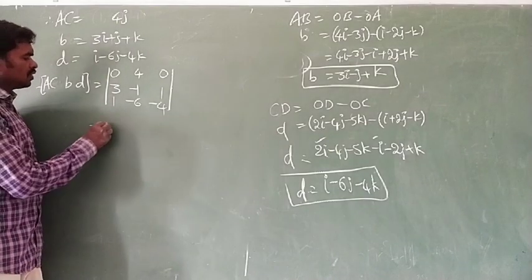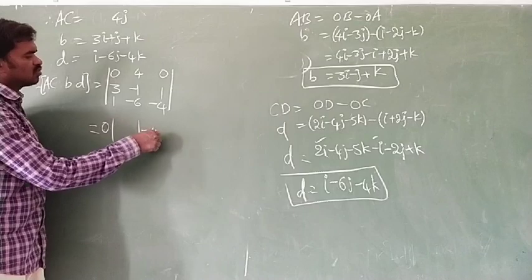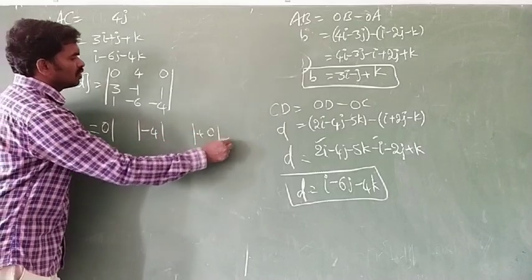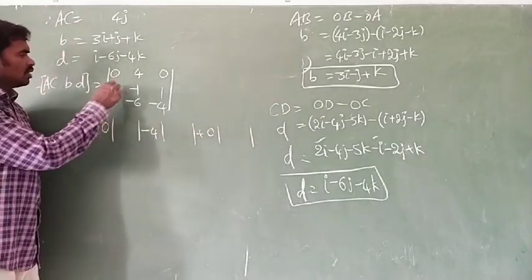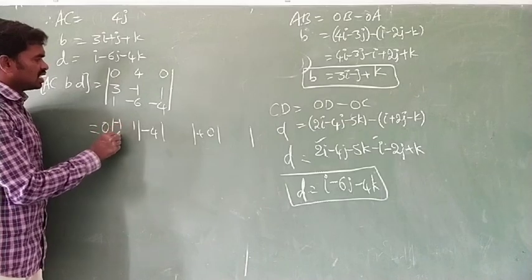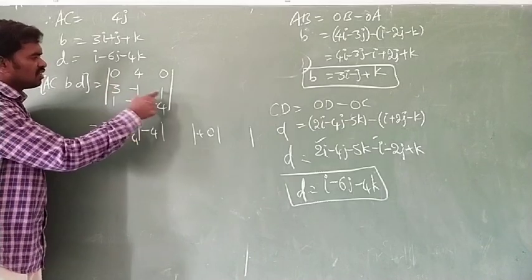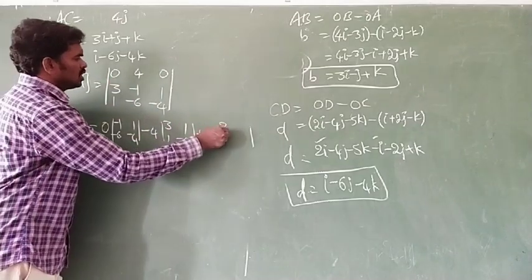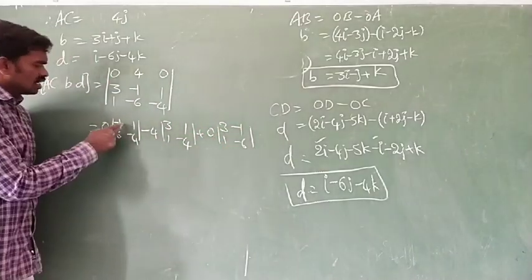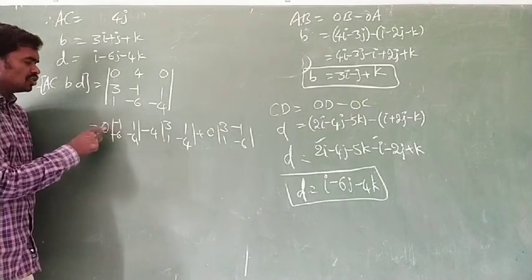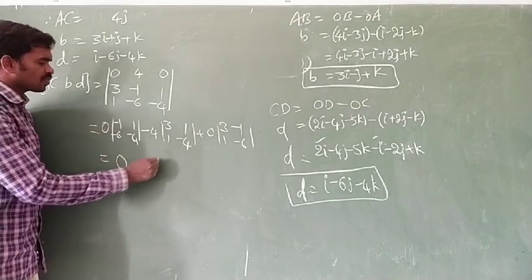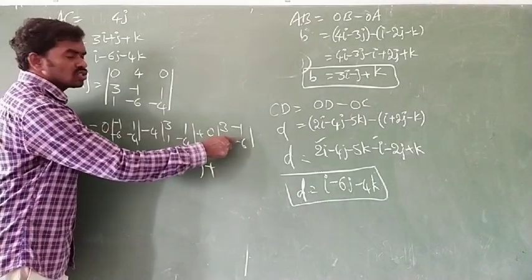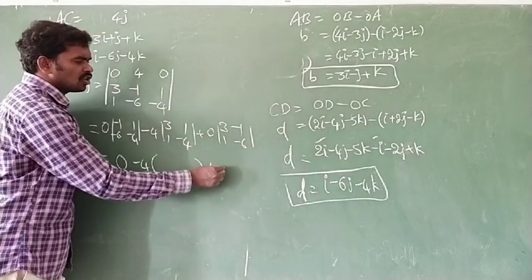Okay, so 0 into something minus 4 into something plus 0 into something. 0 into something means minus 1, 1 minus 6, 4. 4 into something, 3, 1, 1 minus 4. Next, 0 means 3 minus 1, 1 minus 6. Whatever this is, that into 0 becomes 0, and here also we get something, that something into 0 becomes 0.